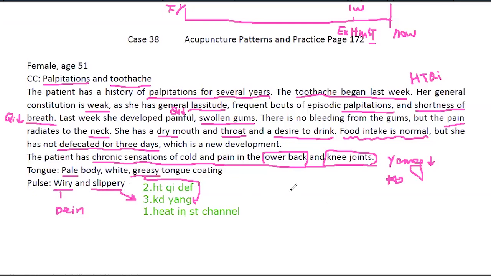Any more discussion for the pattern part or symptoms here? It looks good. So certainly, heart qi deficiency and kidney yang deficiency are the main reason causing the palpitation. And the heat rising up in the stomach channel causes the toothache and the swollen gums there. Okay, so treatment principle.